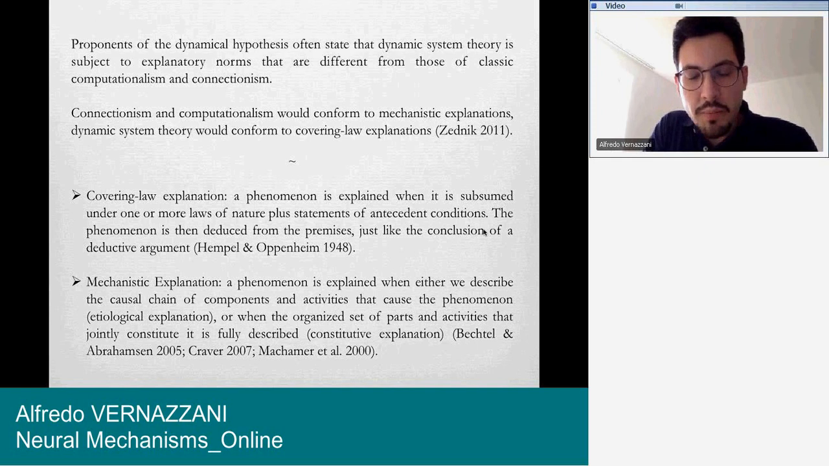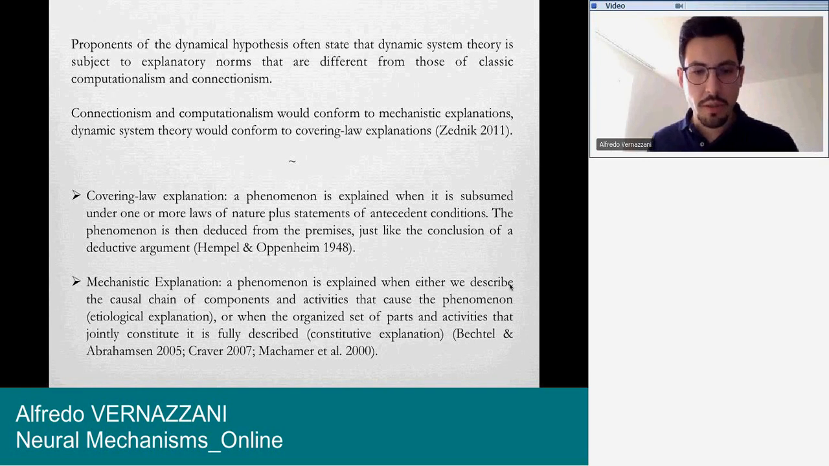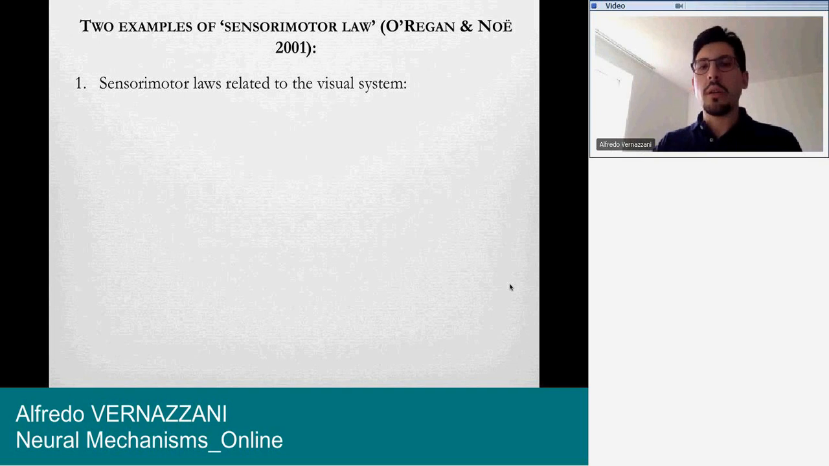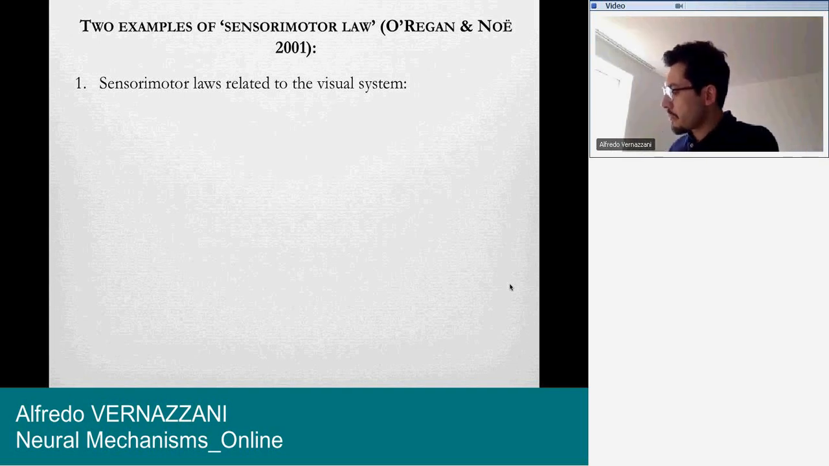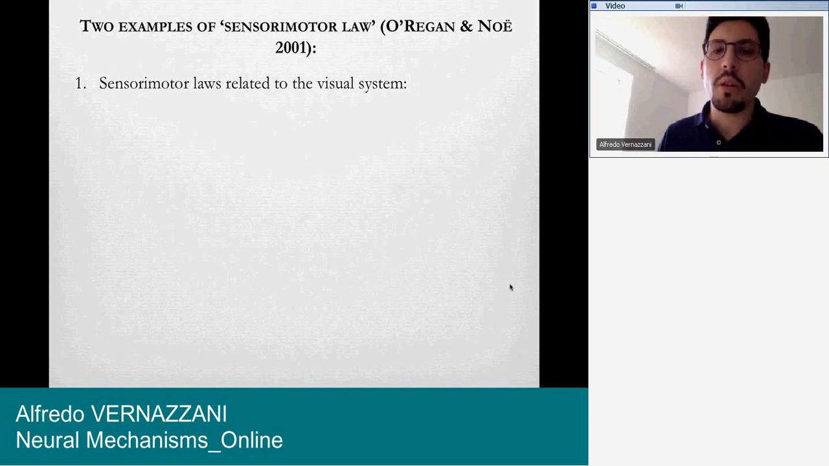Defenders of mechanistic explanation, on the other hand, claim that a phenomenon is explained when we either describe the causal chain of components and activities that causes the phenomenon, which is the case of a teleological explanation, or when we explain how the organized set of parts and activities jointly constitute the explanandum phenomenon, and that is the so-called constitutive explanation. Okay, so far so good. Now, let me try to explain why I think the Sensorimotor theory subscribes to a covering law model of explanation.